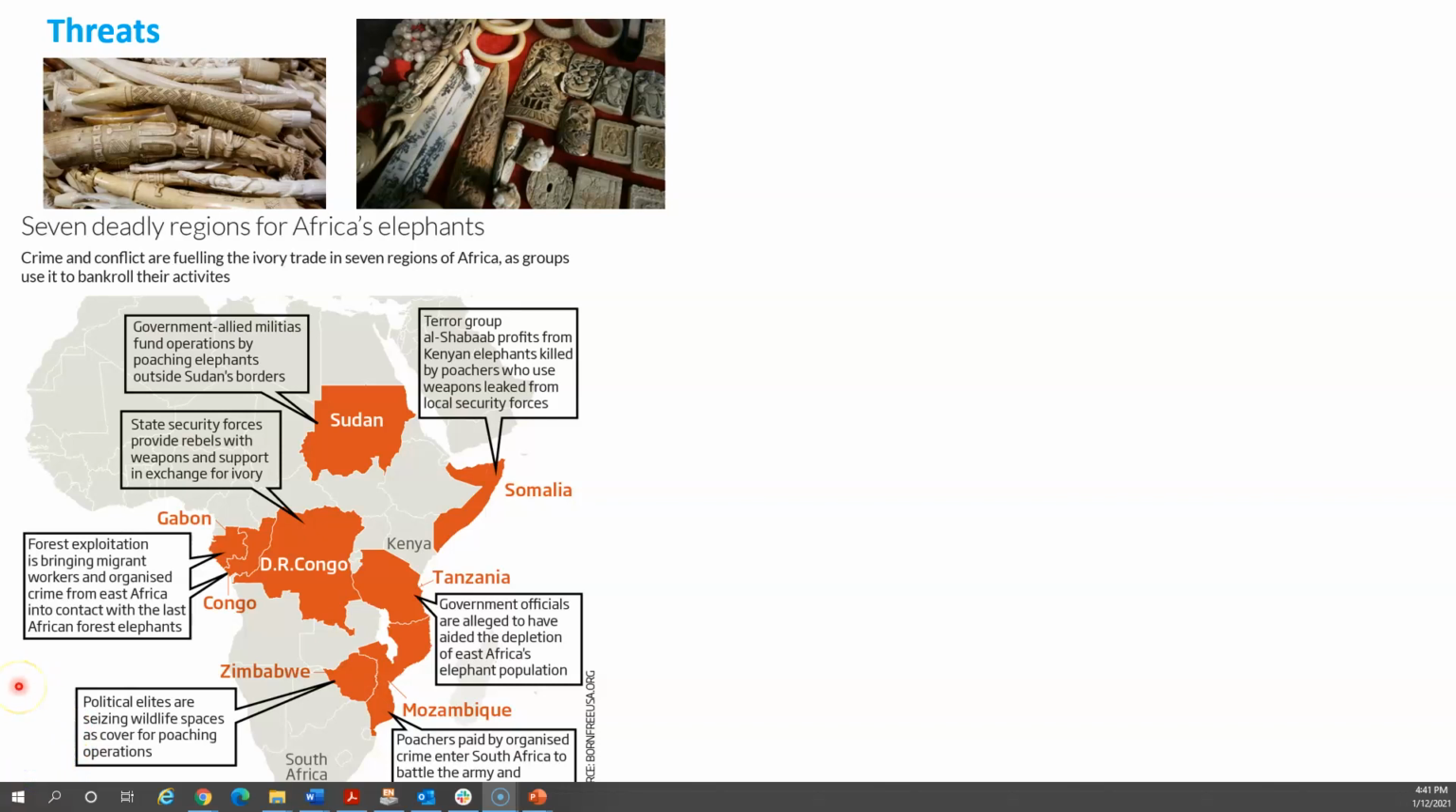And in fact, in the western parts, right, it comes with forest destruction, forest exploitation, right? And that forest exploitation actually brings more worker immigrants to that particular area, which then triggers more organized crimes that revolve around wildlife trafficking, right? And in Tanzania, there are serious allegations that some government officials, right, have indirectly or kind of looked the other way when ivory trade is happening, right?